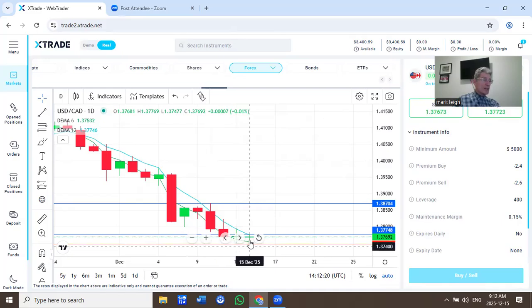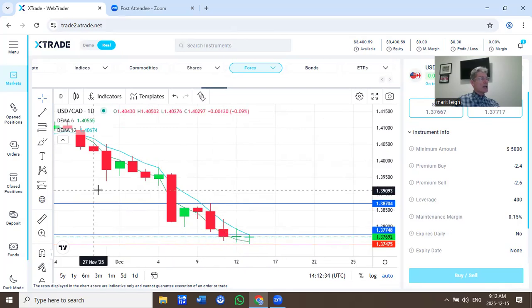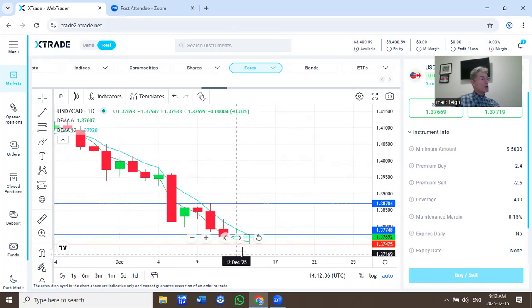US dollar buyers did step in and are sitting right now at that 137.69, with resistance at 137.74. But you can see the doji-like candlestick and buyers, US dollar buyers, unable to make any meaningful bounce up off this level. I'll zoom in on the hourly.